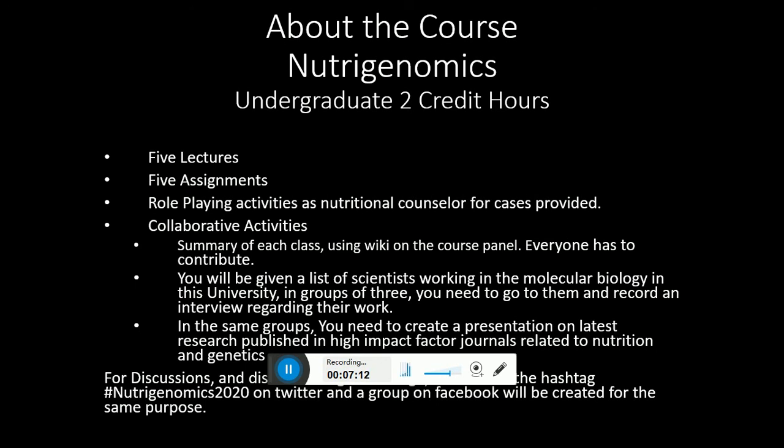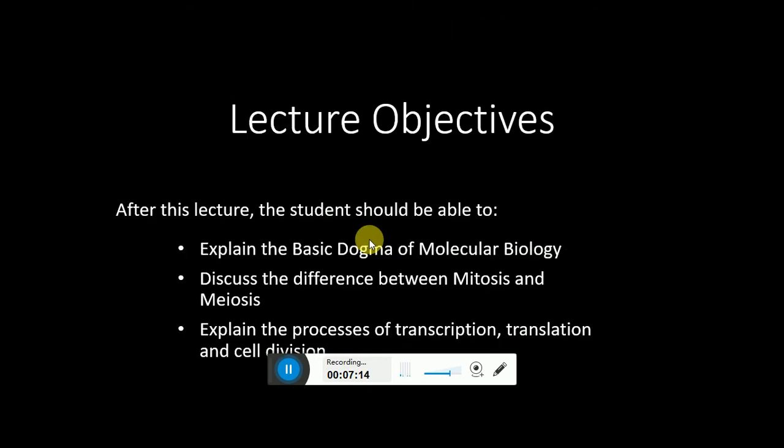So that's all from me, and we can now move on to the first lecture. After this lecture, you need to explain what the basic dogma of molecular biology is, what the differences between mitosis and meiosis are, and explain the process of transcription, translation, and cell division. We'll talk about its application in detail, and the rest of the stuff will be covered in the assignment.